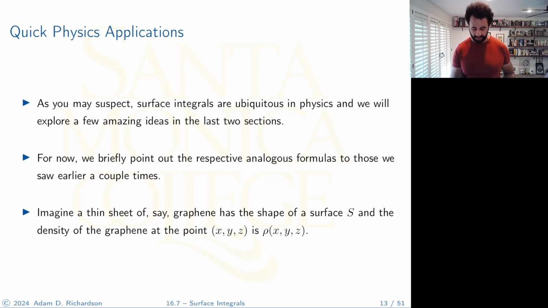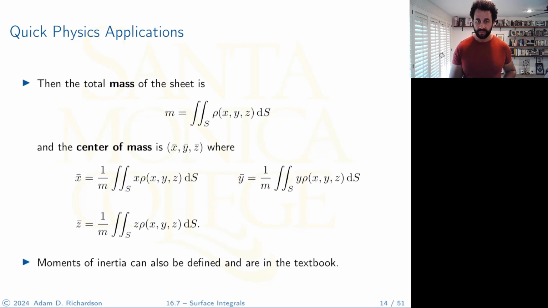So here's how you do this. Imagine, for example, that you have a really thin sheet of some substance, maybe we'll say a thin sheet of graphene, and your graphene has the shape of a surface S. So you've got a really, really thin sheet, right? The density of the graphene is described by this function rho. So at any point on that surface, that's the density of the surface at that point, okay?